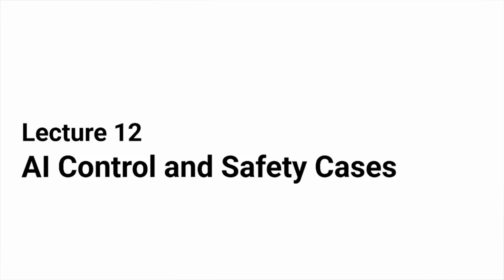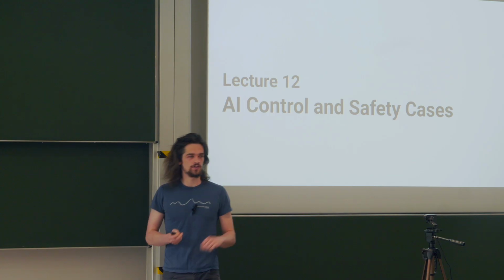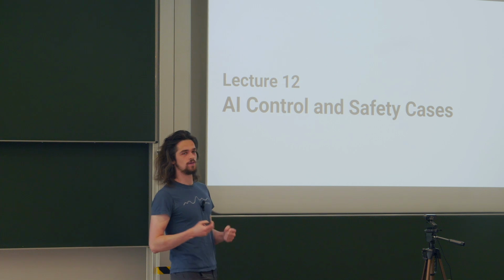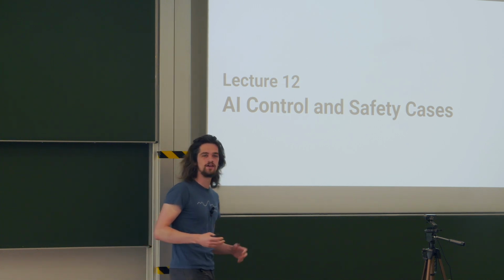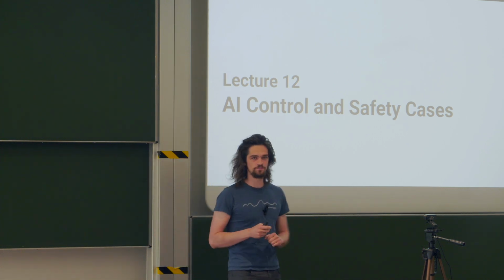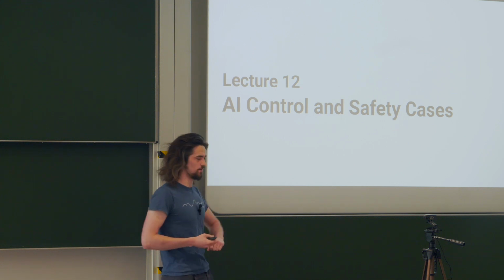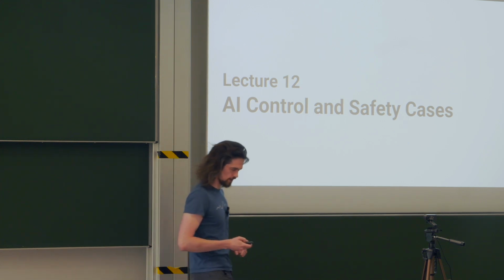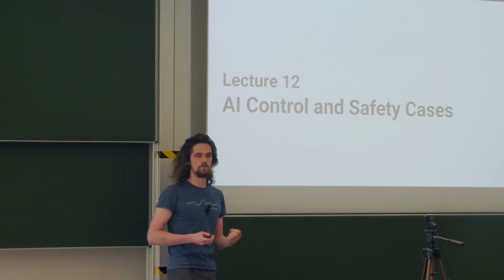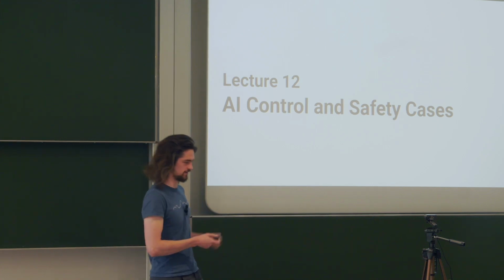Today we're going to be looking at AI control and safety cases. A couple of lectures ago on Friday, I was talking to you about risks and how things might go wrong. It was maybe a bit gloom and doom. Today is the more positive lecture where we're going to be looking more at solutions. And these solutions are very strongly informed by evaluations, which is what we covered last time.